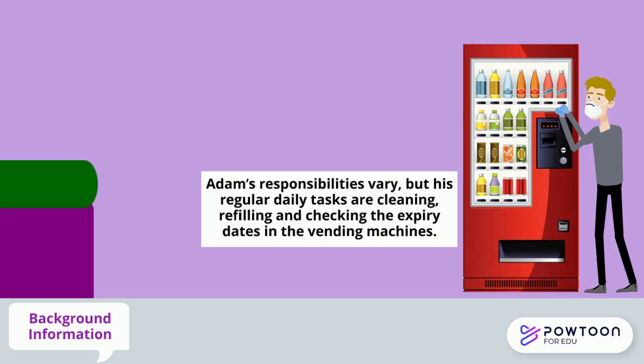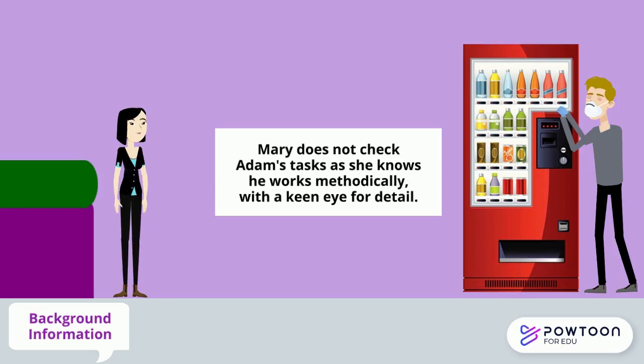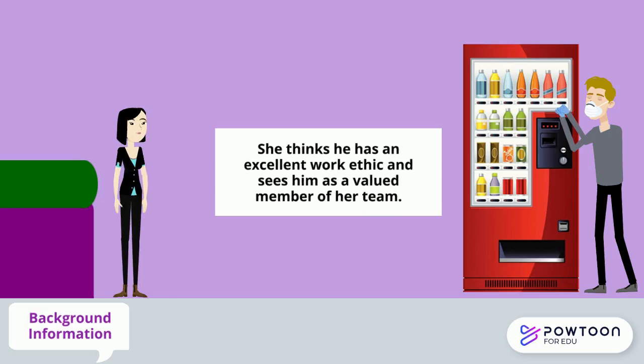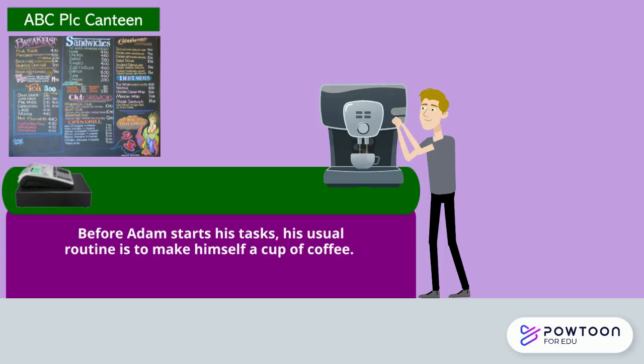Adam's responsibilities vary, but his regular daily tasks are cleaning, refilling, and checking the expiry dates in the vending machine. Mary does not check Adam's tasks, as she knows he works methodically, with a keen eye for detail. She thinks he has an excellent work ethic and sees him as a valued member of her team. Before Adam starts his tasks, his usual routine is to make himself a cup of coffee.